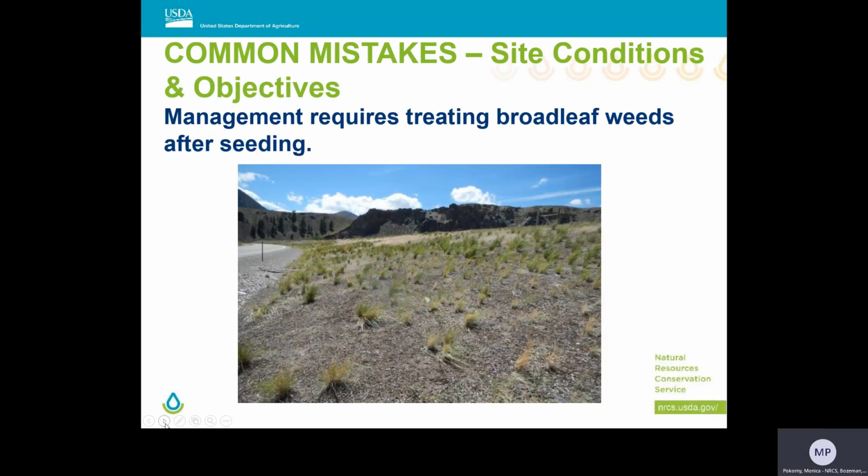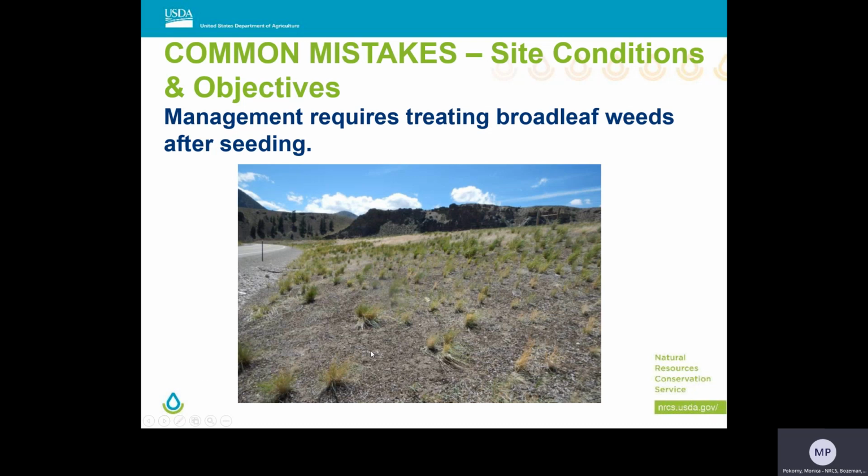Another common mistake I've seen, as part of the site inventory and objectives, is that we really want to look at how the site is managed, both currently and into the future. For example, if an area had broadleaf perennial weeds and it might be managed in the future with a broadleaf herbicide, we need to know that as we're designing the seed mix.